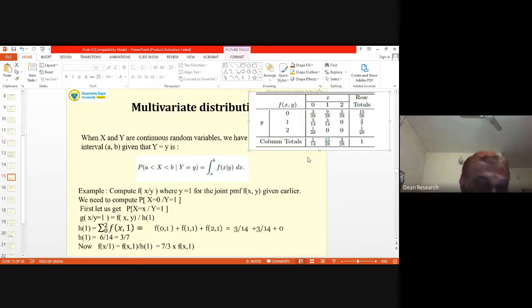Now, once you have got h of 1, you have to substitute it in f of x given 1. We'll have to get the values; here it is very simple. You have to compute only for x equal to 0, given y is equal to 1. You can get this very easily from the formula given over here. x should be substituted here. If you substitute x equal to 0, it becomes 7 by 3 into f of 0 comma 1. f of 0 comma 1 you can read from the table. Substitute, and you get the value.